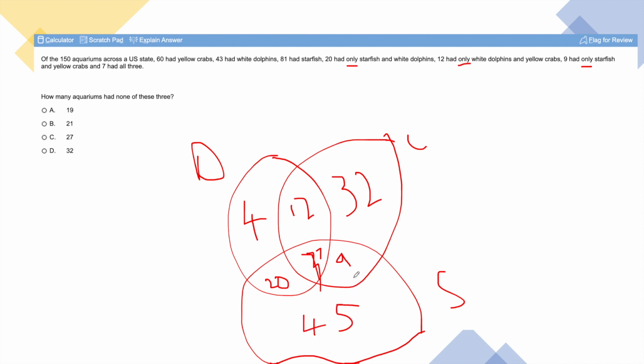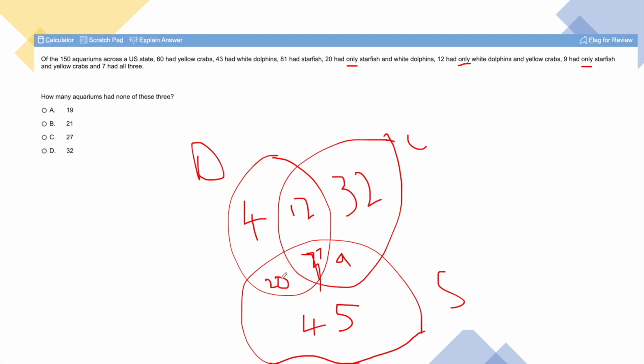Okay, double check. That's yes. 81 minus 20 is 61, 61 minus 7 is 54, 54 minus 9 is 45. Yeah, okay. So now we know 150 aquariums in total, so we just need to add everything in this Venn diagram, take away from 150, and we should have a result.